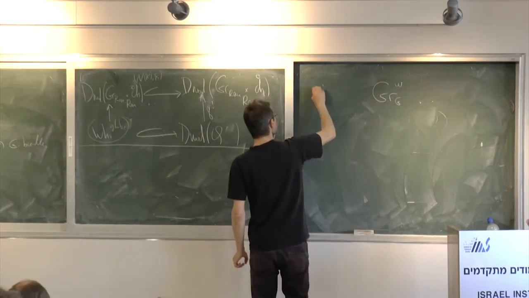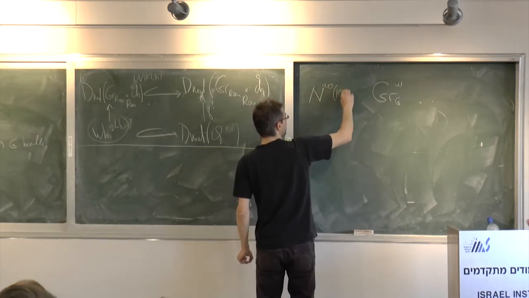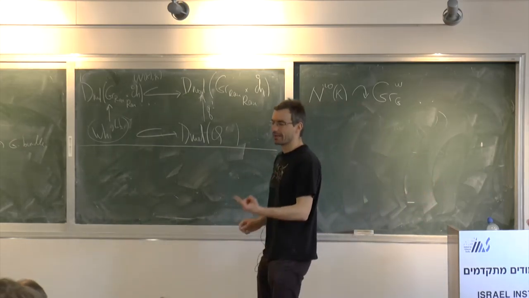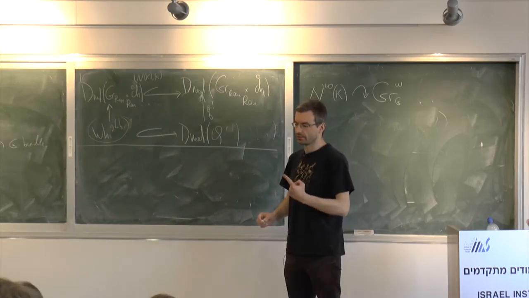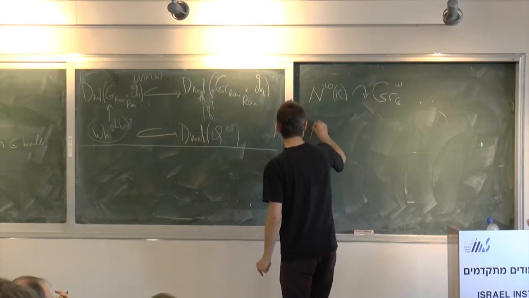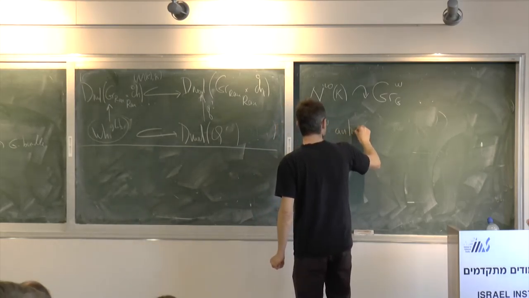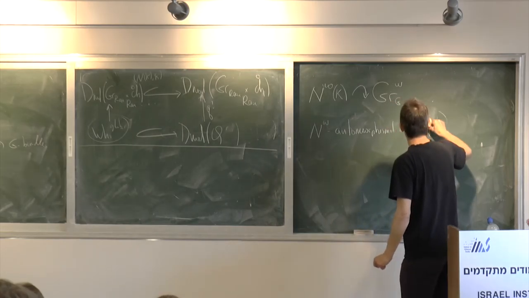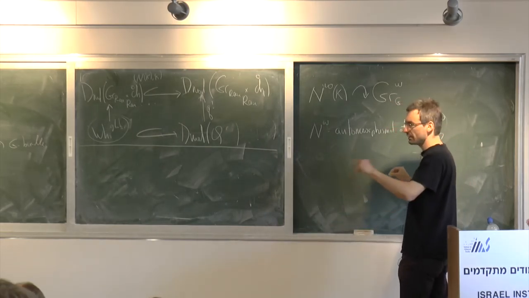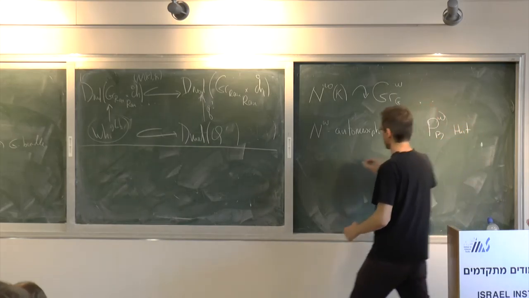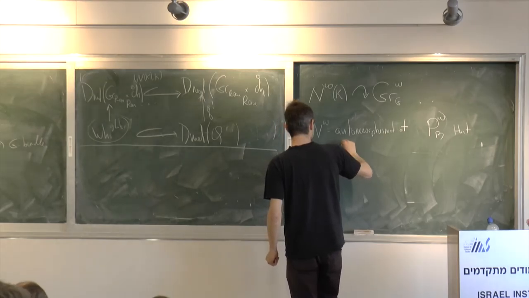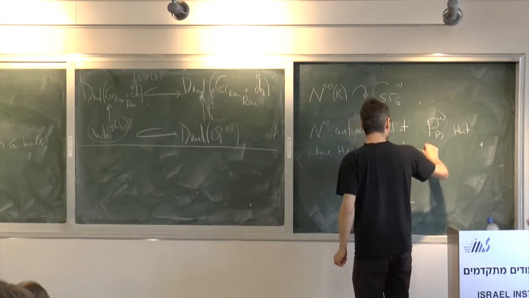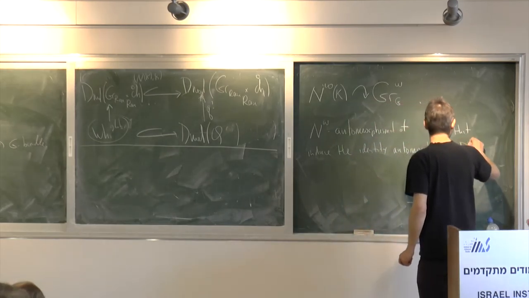Now, instead of N of K, this will be the group N omega of K acting on this. Let me tell you what N omega is. So what's N? N is the automorphisms of the trivial N bundle. So N omega is the automorphisms of this P omega B, considering it as a B bundle, that induce the identity automorphism of the T bundle.